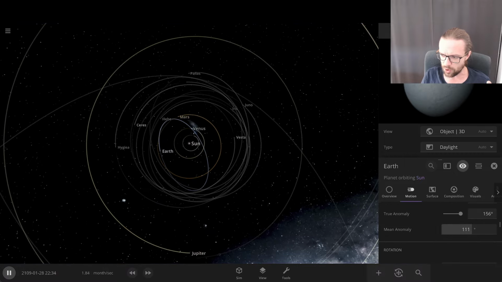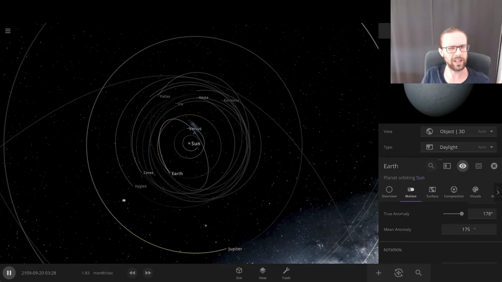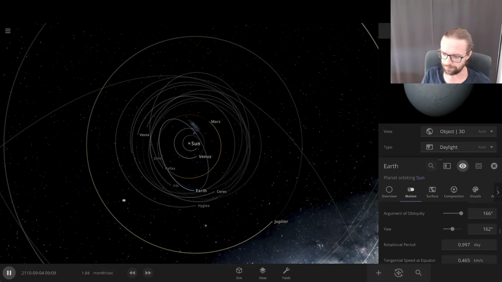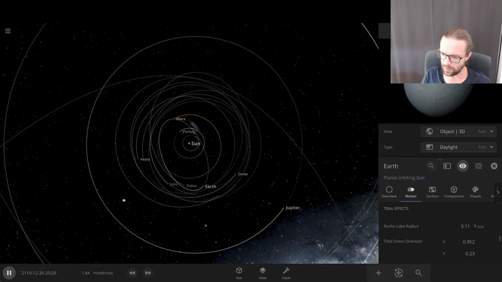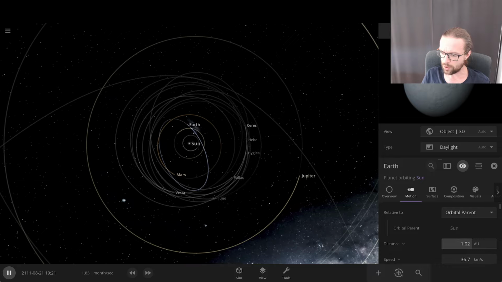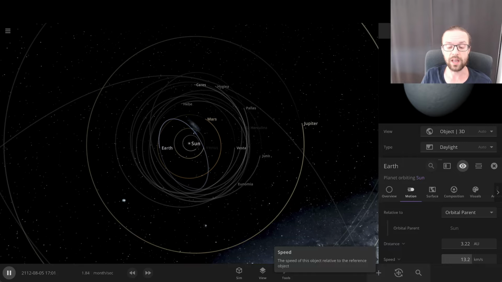Now, mean anomaly is also another angle, but I don't want to put too many equations here in this series, so let's take it as it is. This is like the most important thing. What results from that is, of course, the distance to our sun, and the orbital speed. The orbital speed highly depends on the orbital parameters we just set.